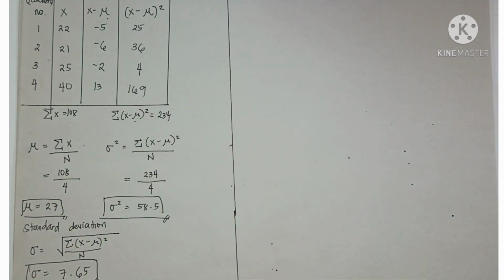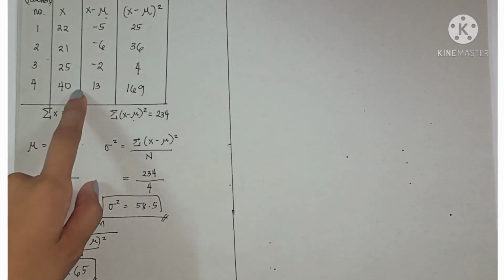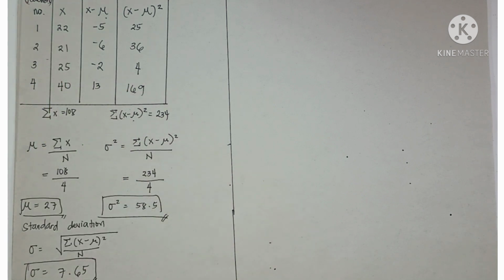Okay, so for example, assume that a researcher randomly selected 3 SPED teachers at Wings of Hope Behavioral Center, ages 22, 25, and 40. So what is the sample mean, variance, and standard deviation? Okay, so ngayon, galing dito yung data. Si researcher ay kumuha lang ng 3. Okay? Randomly. Kumuha lang ng 3 galing sa population. So yung 3 yun, that is already a sample.